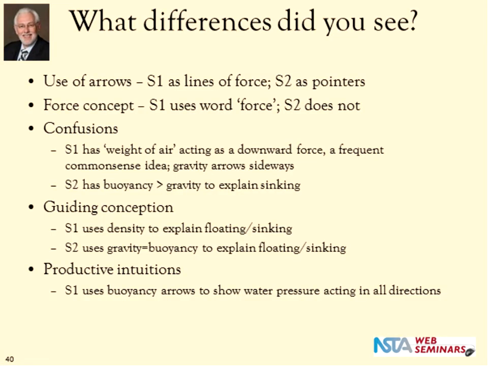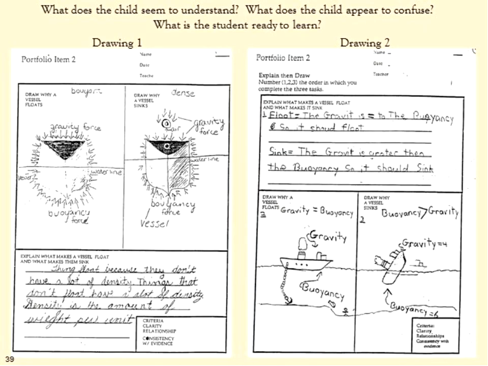And finally, one of the examples of a productive intuition is that student number 1 uses the buoyancy arrows to show water pressure acting in all directions. And while the student might not know that that is actually the right way to represent this, it is indeed the case that in a buoyant force with the liquid, at any given point, that force acts in all directions in the water.